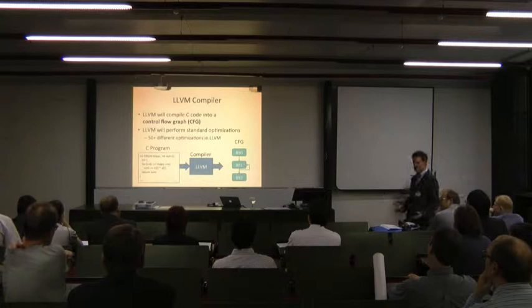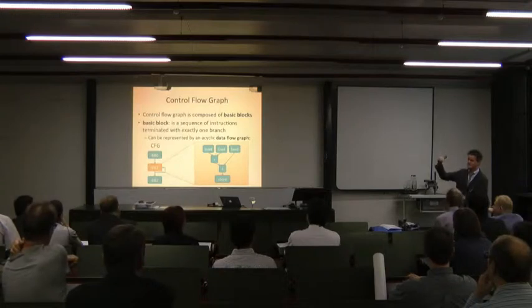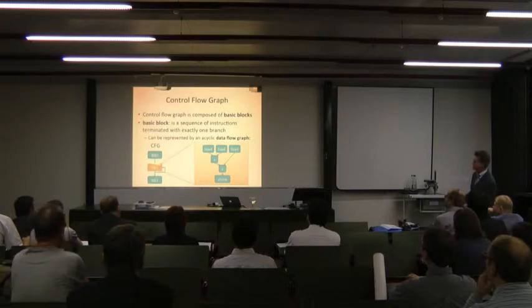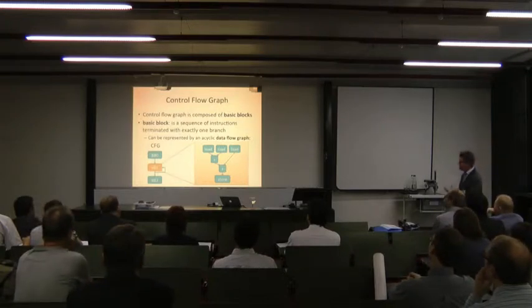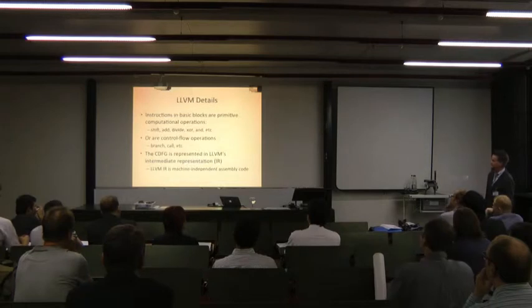So you really have this graph of what's called basic blocks. And a basic block is just a chunk of code with a single entry point and a single exit point. That's what compiler people call a basic block. So here's an example of a basic block which maybe does some loads, additions, and a store. So LLVM really takes your C code, optimizes it, and produces this control data flow graph. It's a control flow graph with these basic blocks.